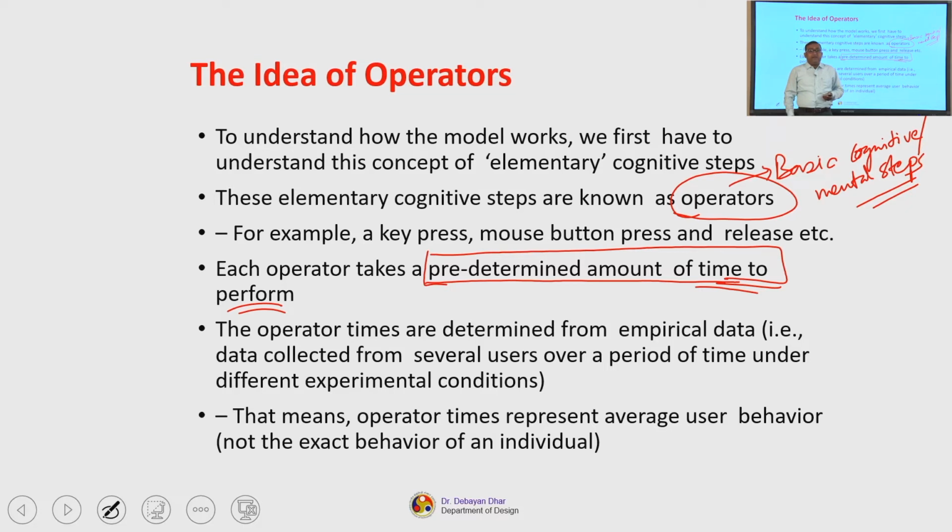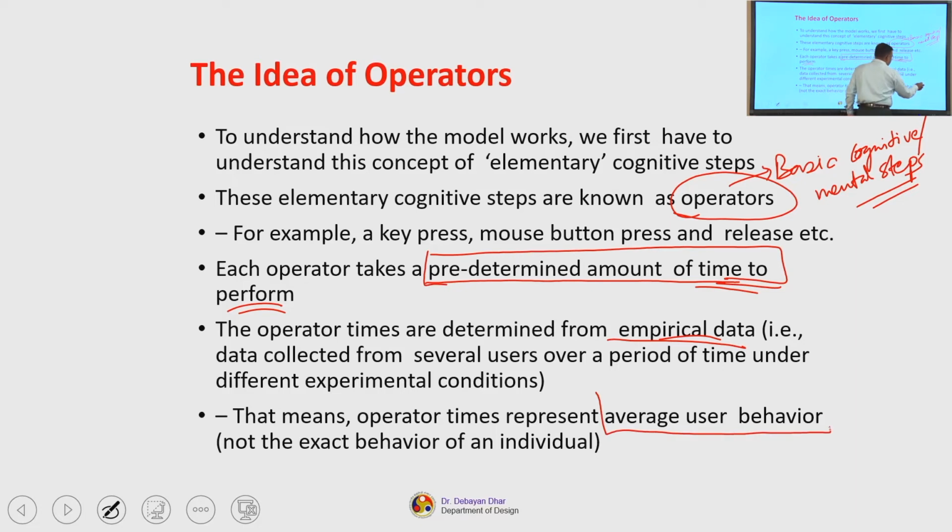Okay. That is, the data collected from several users over a long period of time under different experimental conditions. When we say empirical data, we mean this: data has been collected from several users over a period of time under different experimental conditions. That means operator times represent average user behavior.